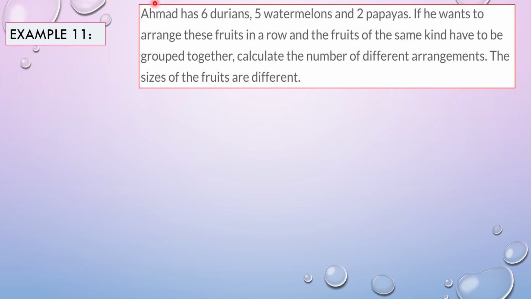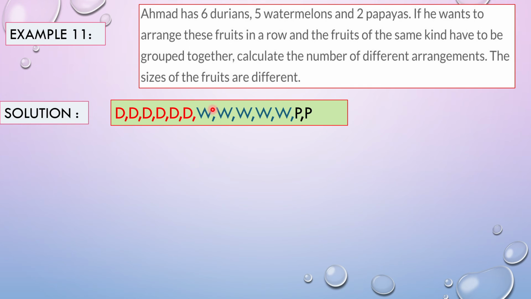Okay, example 11. Ahmad has 6 durians, 5 watermelons and 2 papayas. If he wants to arrange these fruits in a row and the fruits of the same kind have to be grouped together, calculate the number of different arrangements. Okay, the size of the fruits are different. Now see, we want to arrange these 3 fruits, and they have to be grouped together. So let's see the arrangement.